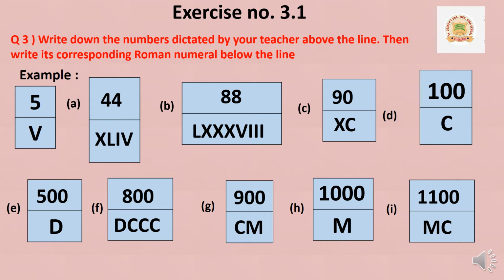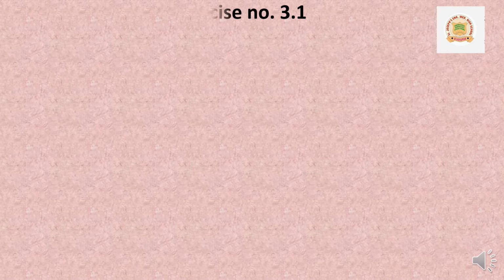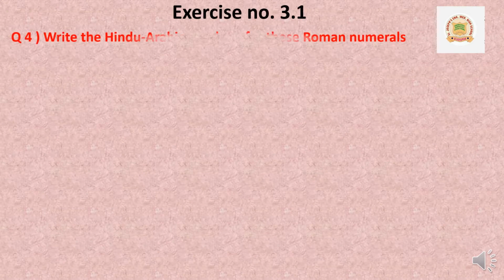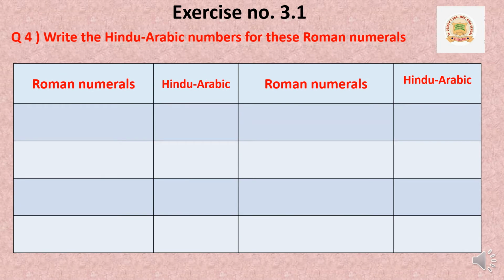Now let us see the next question of the exercise. That is question number 4: write the Hindu-Arabic for these Roman numerals. You have to write this in your classwork. So now children, what do we have to do here? First we have to take the Roman numerals. See, the Roman numerals are given in the textbook. For those we have to write the Hindu-Arabic number. Hindu-Arabic means our daily writing numbers.